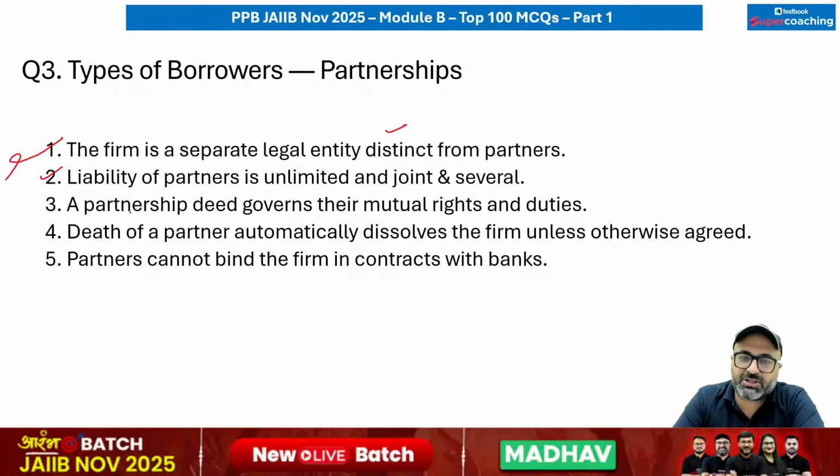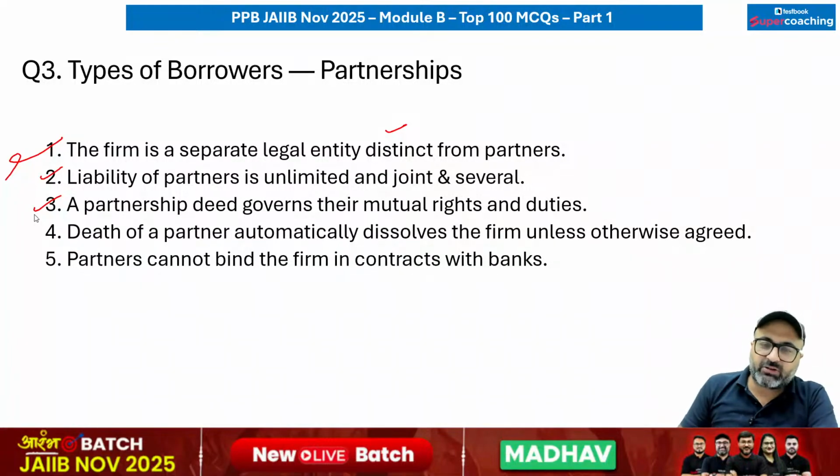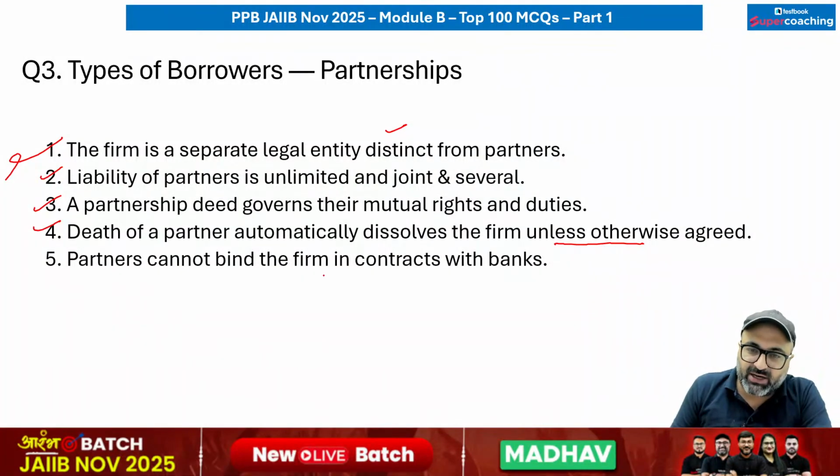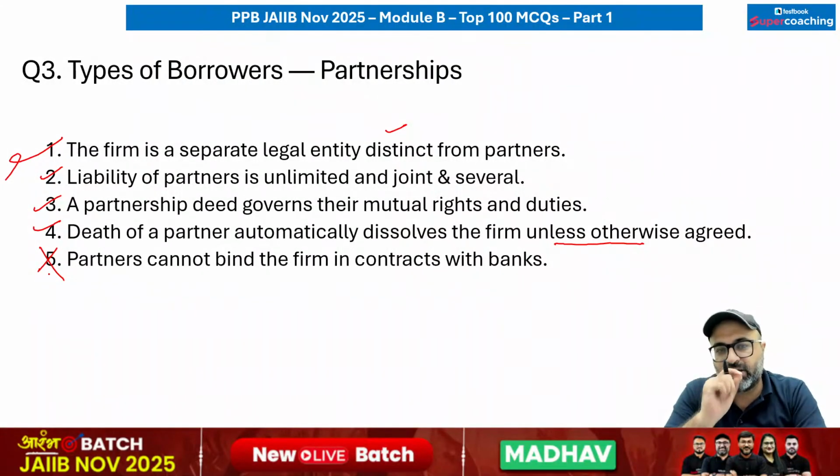Next is a partnership deed governs their mutual rights and duties. Absolutely, the partnership deed tells us who has what rights and duties. Death of a partner automatically dissolves the firm unless otherwise agreed. That is true. Partners cannot bind the firm in a contract with the bank. This is wrong. Partners can bind their firm in a contract with the bank.